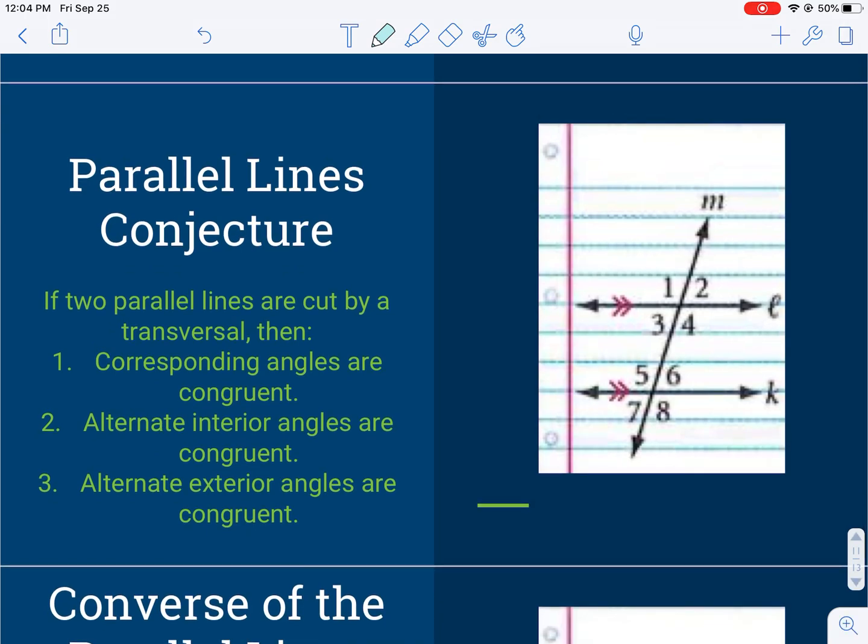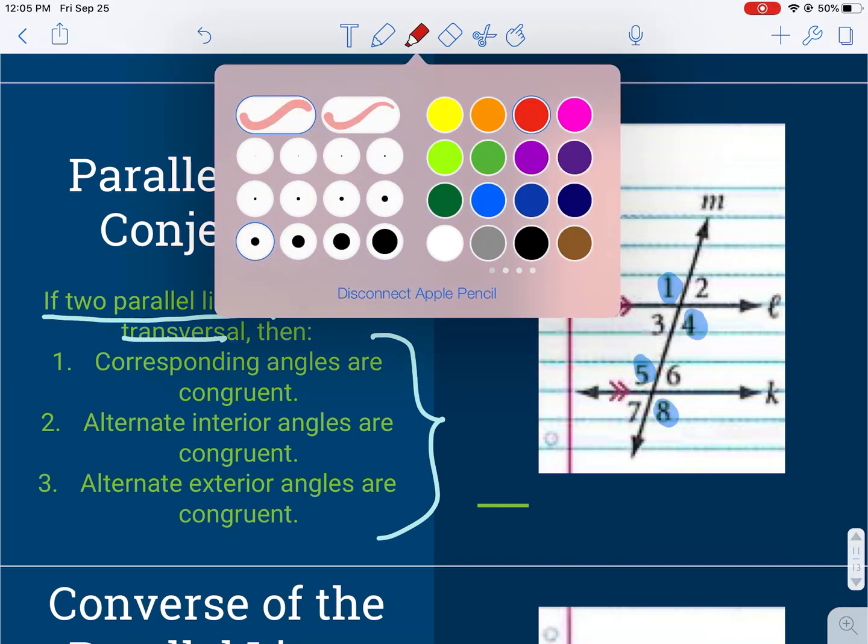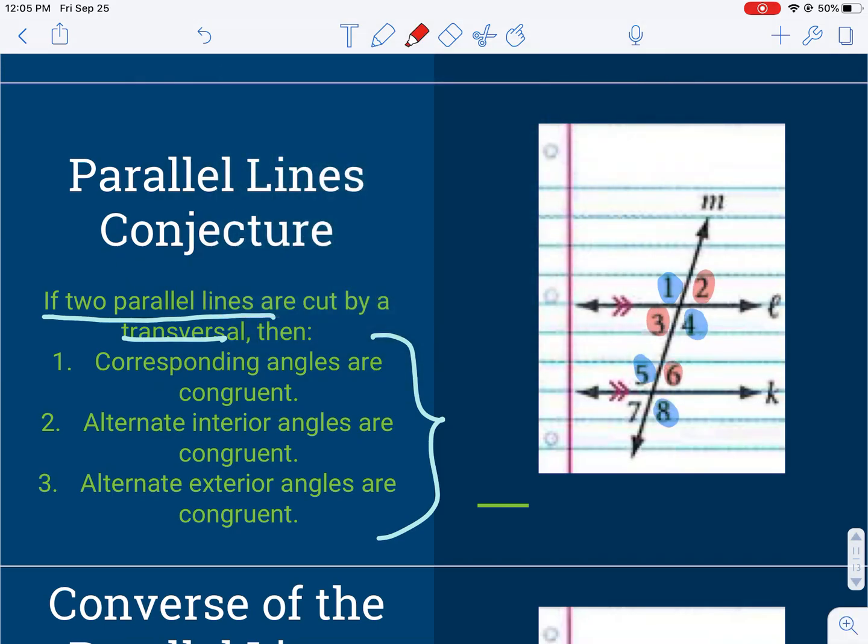So if we want to summarize all of that, anytime I have two parallel lines cut by a transversal, all of these things are true. So I end up with 1 and 4 and 5 and 8 all congruent to each other, and 2, 3, 6, and 7 all congruent to each other.